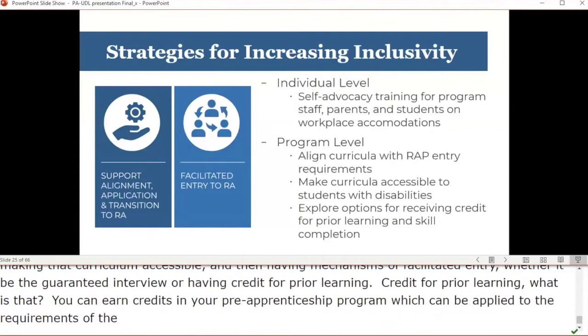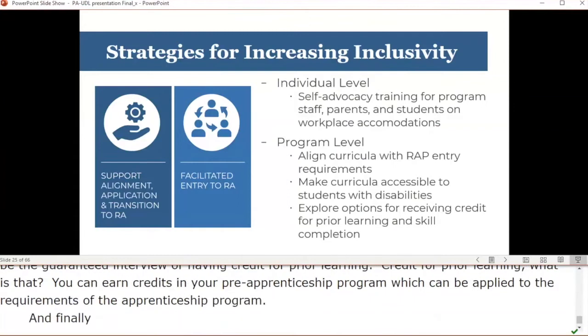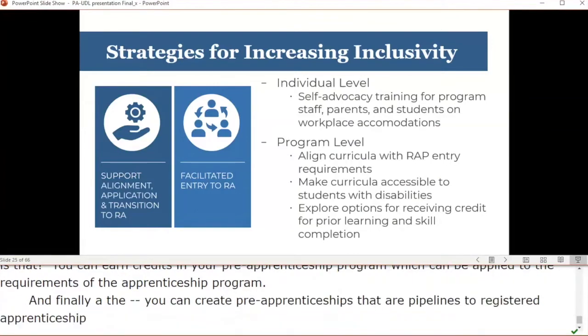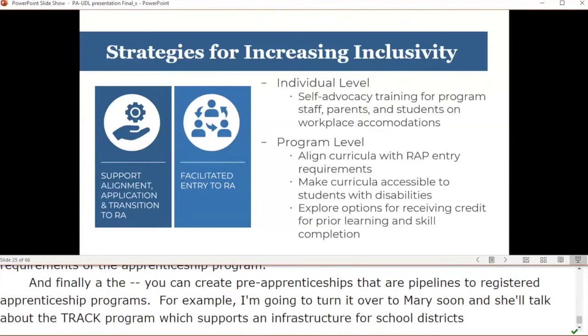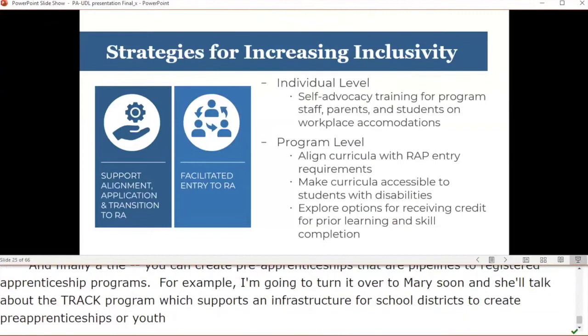And finally, at the system level, states can create incentives and supports for creating pre-apprenticeships that are pipelines to registered apprenticeship programs. For example, I'm going to turn it over to Mary Sue, and she's going to talk about the TRACK program. That's a program that establishes a support infrastructure for school districts to create pre-apprenticeships or youth apprenticeship programs that connect to registered apprenticeship programs.